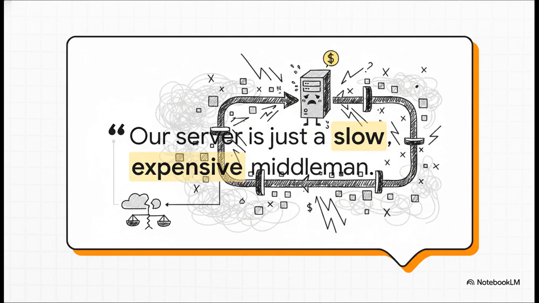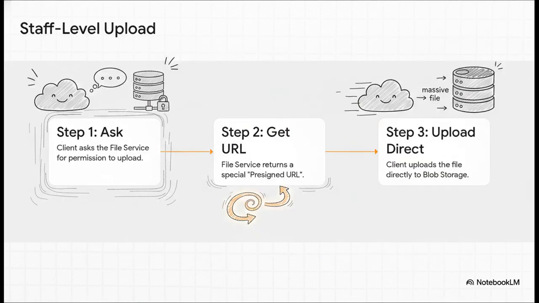This is more reliable, sure, but it's still not truly scalable. The staff-level solution is to separate what we call the control plane from the data plane. So the client first asks our service for permission. That's the control plane. We check who they are, and we generate a special URL.